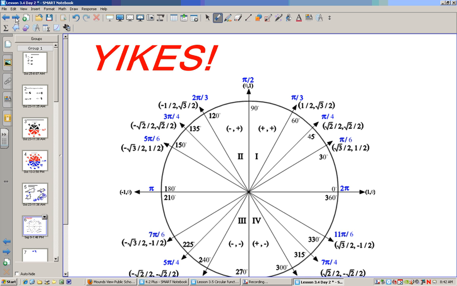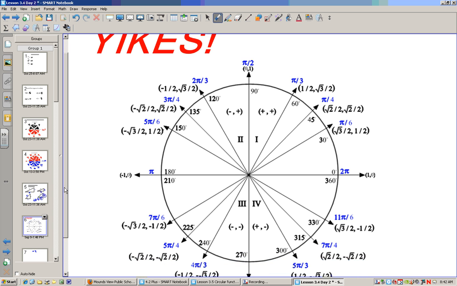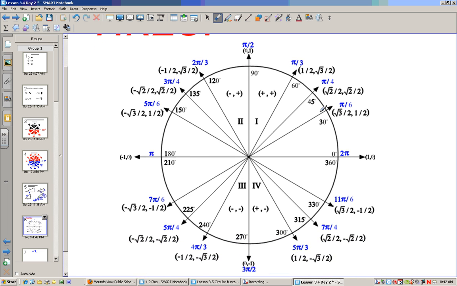All right, yikes, look at this. This is what you should memorize. Remember, the x values are cosine, the y values are sine. So if I asked you what the cosine of 3 pi over 4 is, you go to 3 pi over 4, and your answer should be negative root 2 over 2. If I said, what's the sine of 7 pi over 4? Sine is your y value, and that also is negative root 2 over 2.